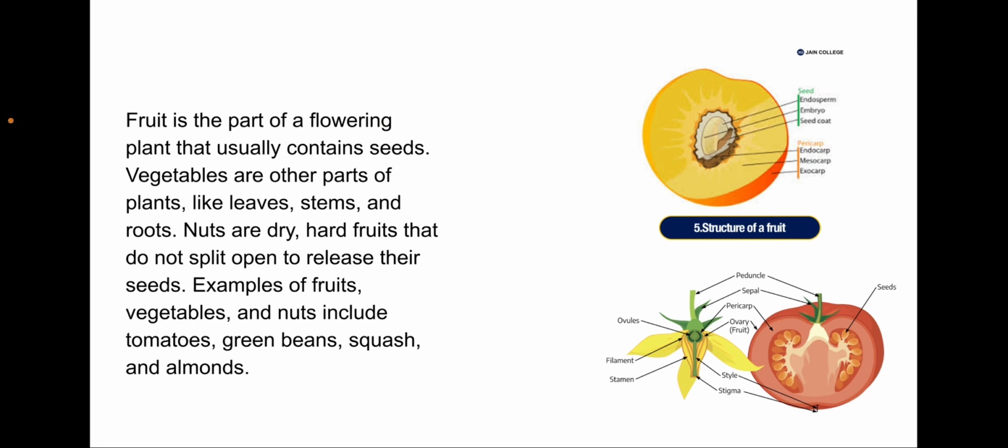Fruit is the part of a flowering plant that usually contains seeds. Vegetables are other plants or other parts of plants like leaves, stems, and roots. Nuts are dry, hard fruits that do not split open to release their seeds. Examples of fruits, vegetables, and nuts include tomatoes, green beans, squash, and almonds.